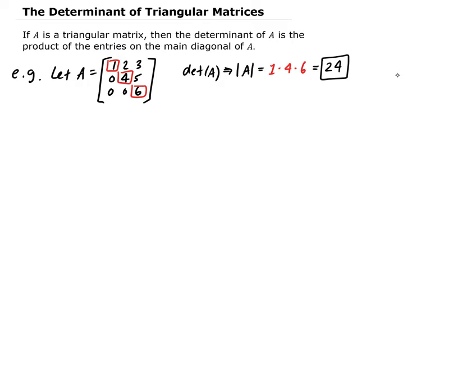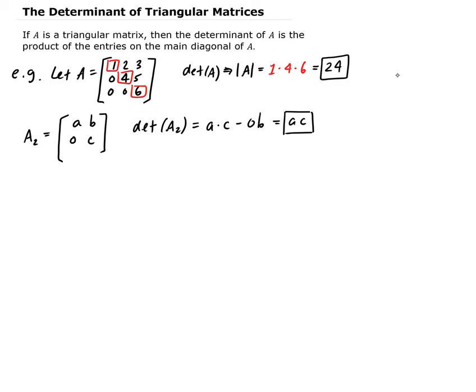We can prove this using a general idea from mathematical induction. So let's start with a 2x2 matrix. Let's call that A2, and let this be a, b, 0, and c, where a, b, and c are just real values. This is an upper triangular form. The determinant of this is a times c minus 0 times b, and that's going to give us a times c. That corresponds to the product of the entries along the main diagonal.